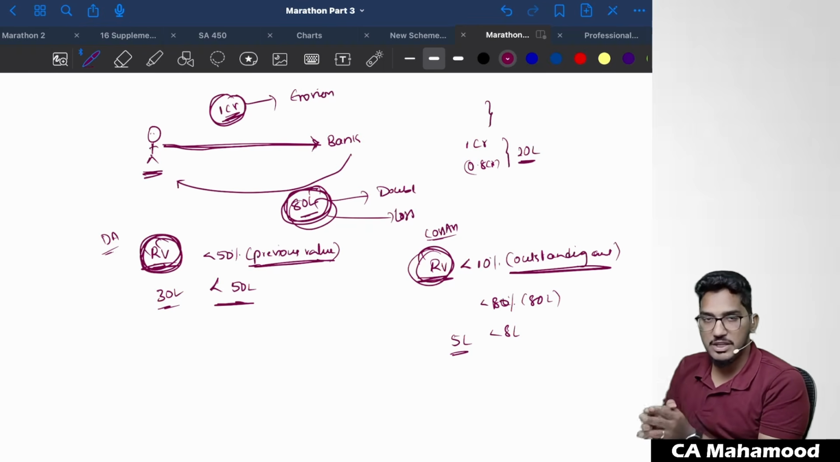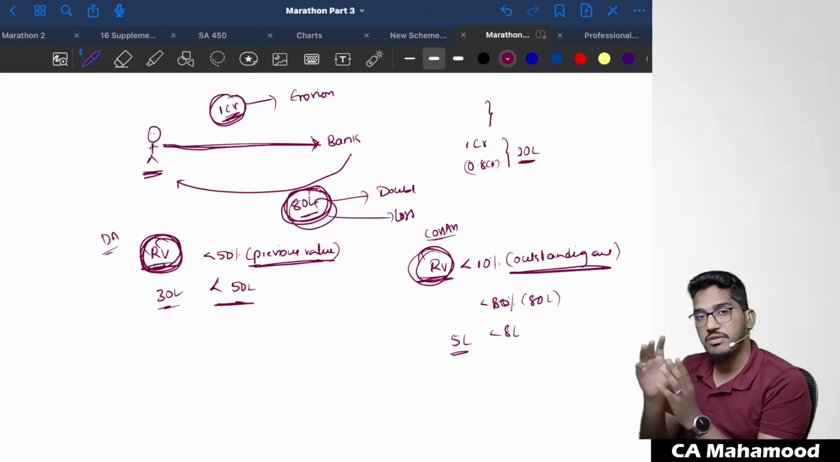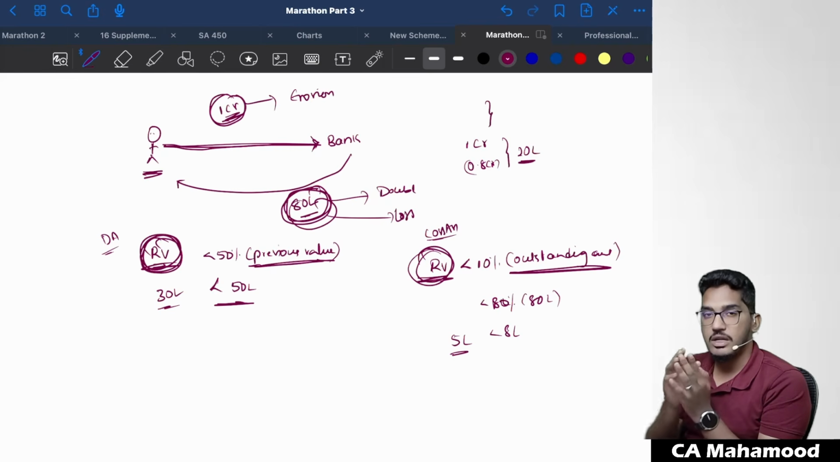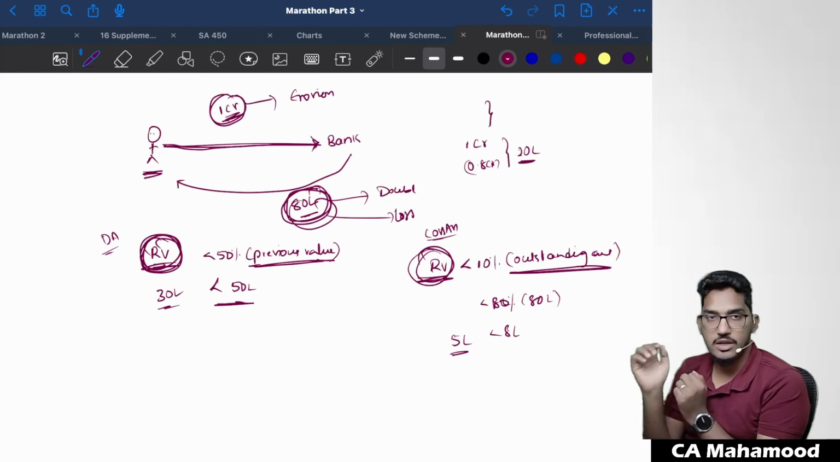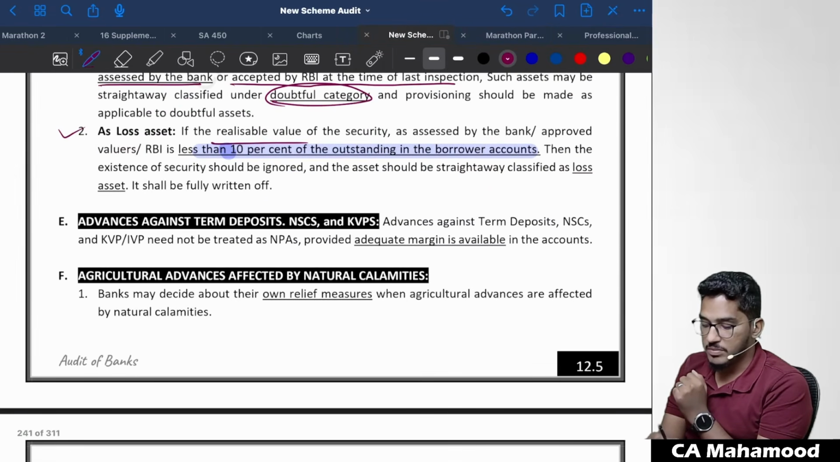So these are the NPA norms in case there is erosion in the value of the security. Erosion means reduction in the value of the security. If there is a reduction, we have to classify it as either doubtful or loss. Doubtful, if the realizable value of security is less than 50% of the previously assessed value. On the other hand, if the realizable value is less than 10% of the outstanding amount, then as a loss asset. Next one, advances against term deposits, NSCs, KVPs or IVPs.